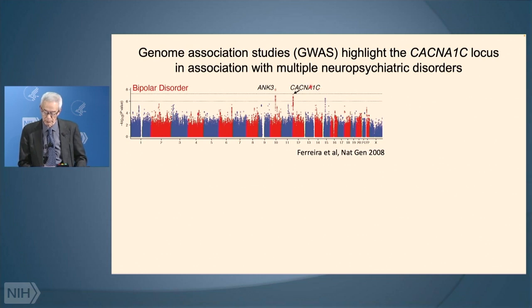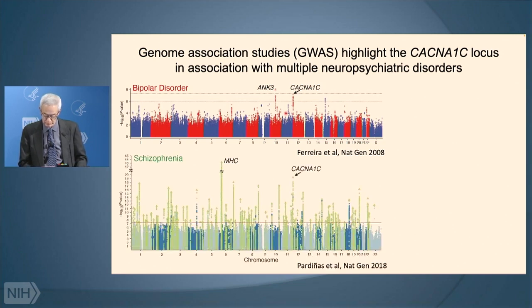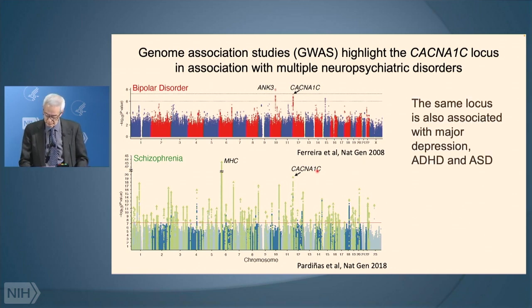That gene is also important in other diseases that affect millions of people, including bipolar disorder, including schizophrenia, where CACNA1C is second in getting to the top of the charts. The same locus has been associated with major depression, ADHD, and ASD. So it seems that this important protein is not only important for normal function, it's important for disease as well.